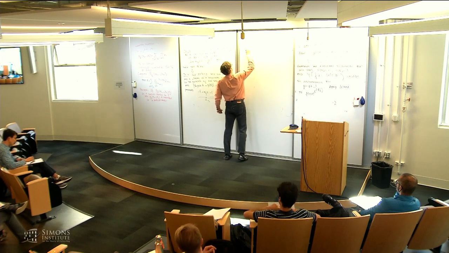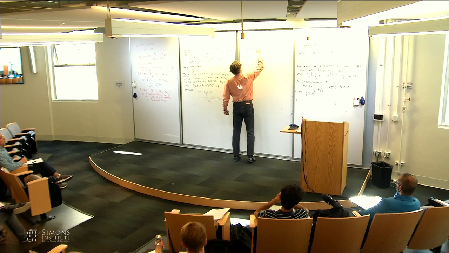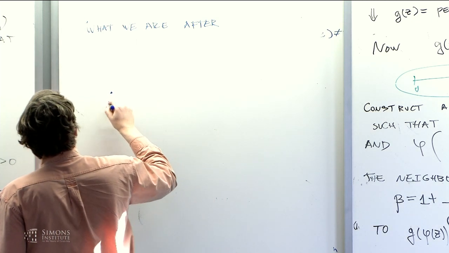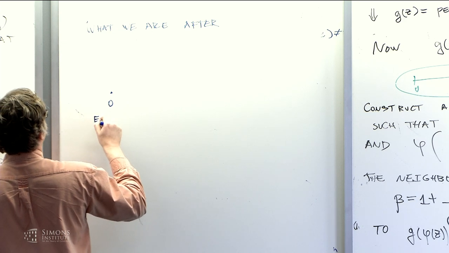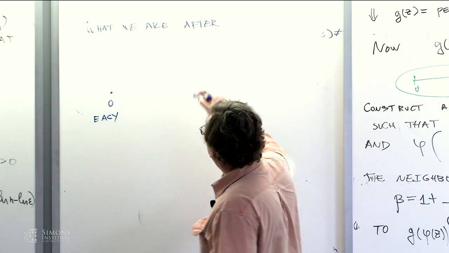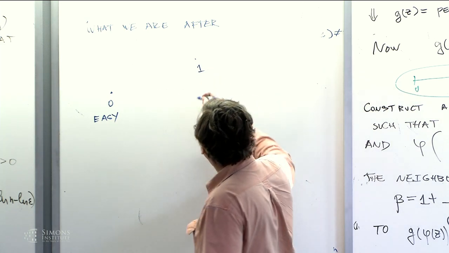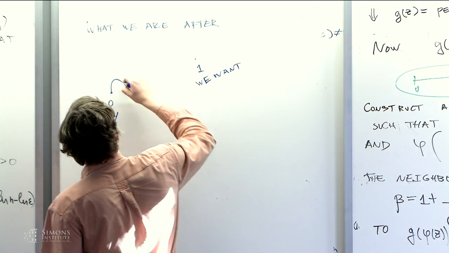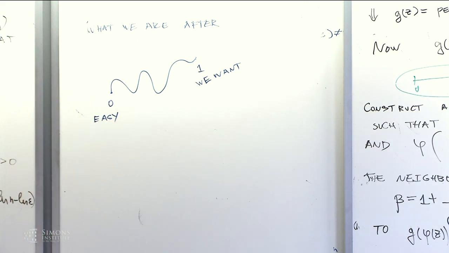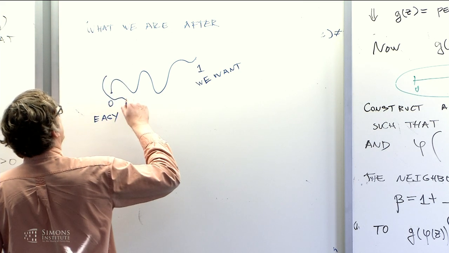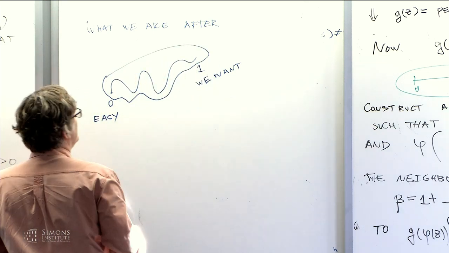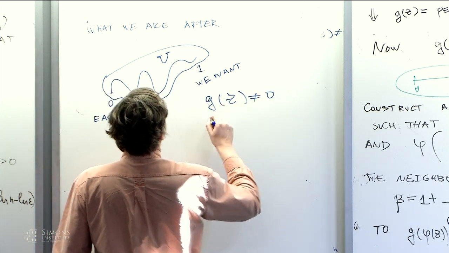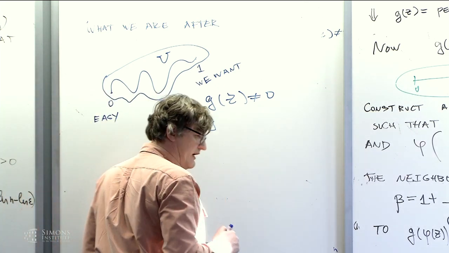So what we are after. We have the following situation. We have 0 where things are easy. We have 1 there, that's what we want. In principle, we could have some complicated path leading 0 to 1. And what we know is that there is some neighborhood where the polynomial is non-zero for all z in the neighborhood.